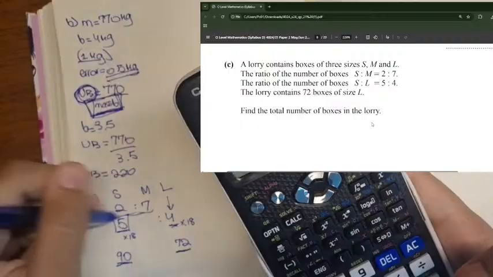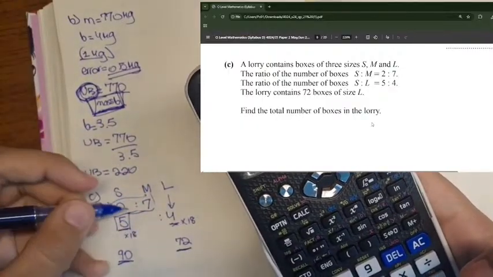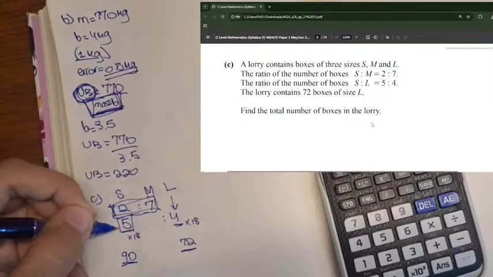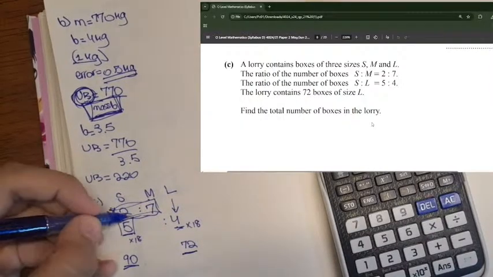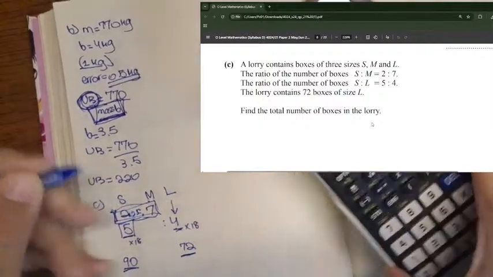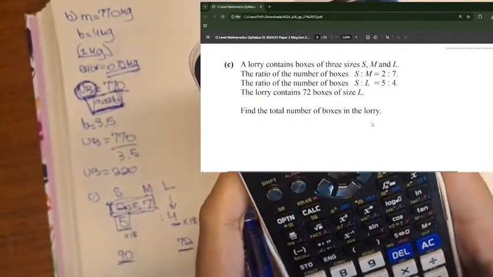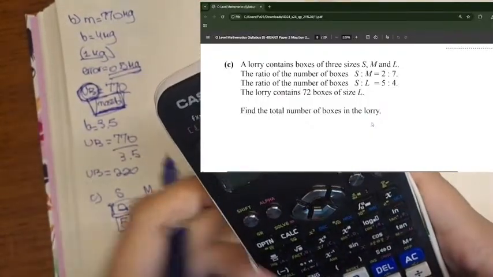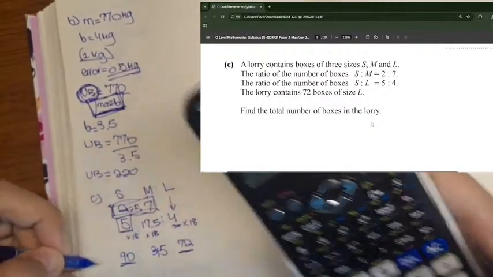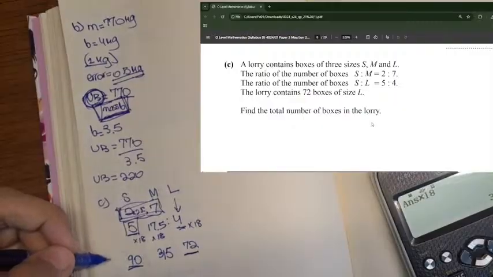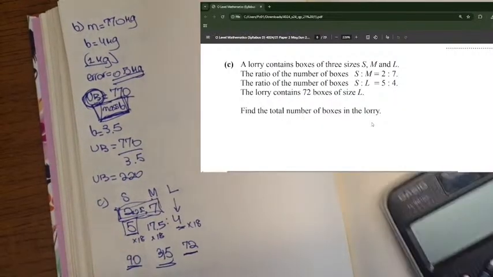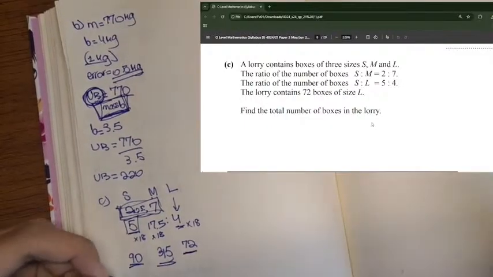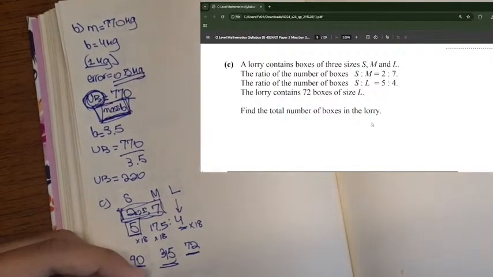But we cannot do the same with M because these are not to the same ratio as S and L are. So what we can do is bring this to the same ratio. In order to make 2 into 5, we multiply by 2.5, and the same thing we'll do with 7. So 7 multiplied by 2.5 would give us 17.5, and this will multiply by 18 and we get 315 boxes. So 315 boxes of M are contained, and they're asking us to find the total number of boxes in the lorry. So we'll just add all of these up. This is 477 boxes, and that is the total number of boxes in the lorry.